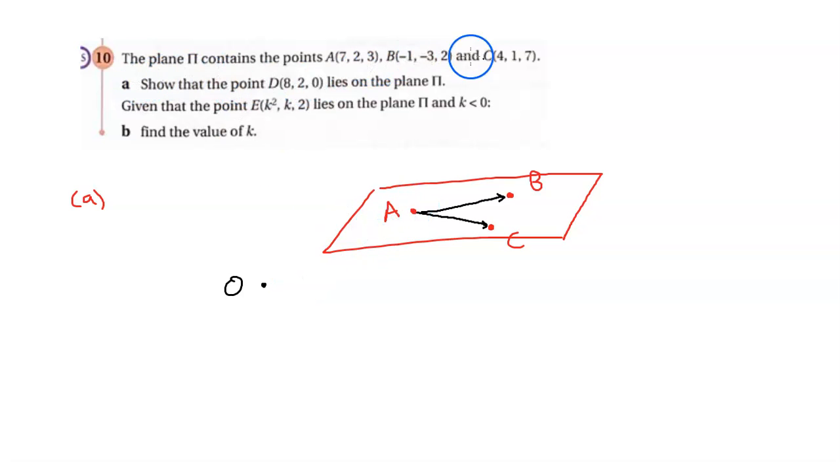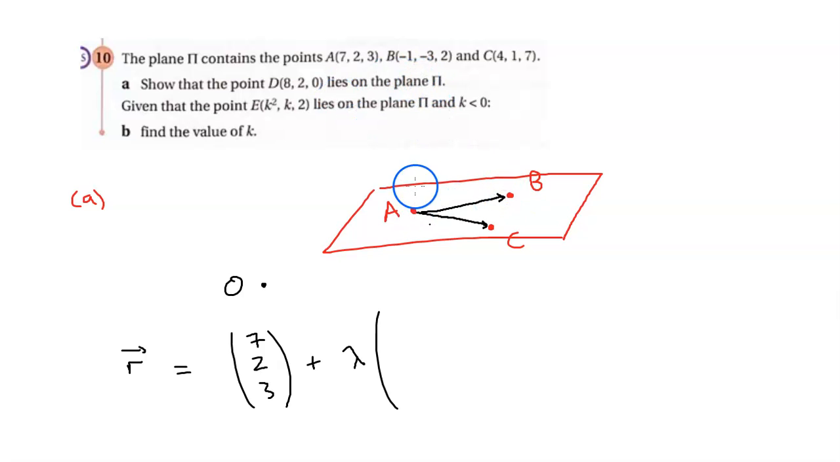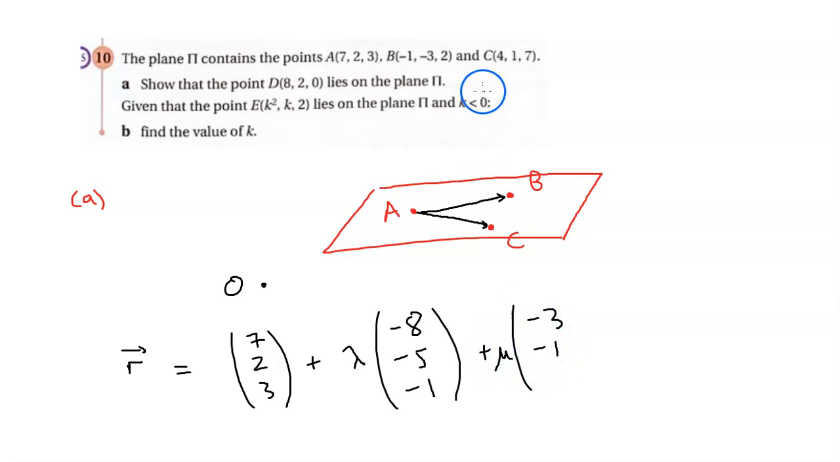Okay, so the vector equation of our plane is r equals OA, so that can be (7, 2, 3), plus lambda times AB, so OB minus OA, so negative 8, and then negative 3 minus 2 is negative 5, and then 2 minus 3 is negative 1, plus mu times AC, which is OC minus OA, so 4 minus 7 is negative 3, 1 minus 2 is negative 1, oops, I forgot my mu, and then 7 minus 3 is 4.